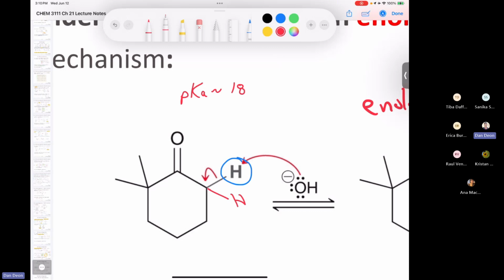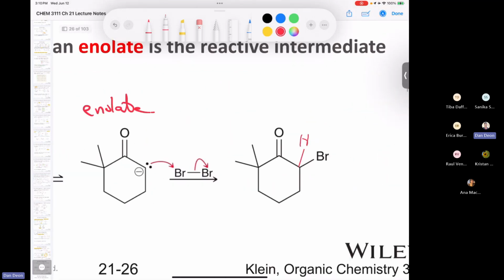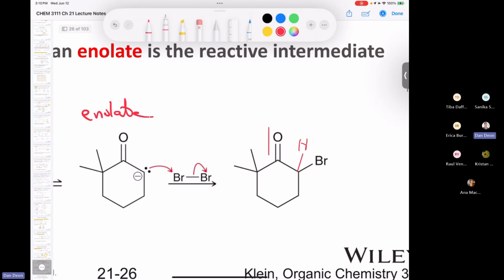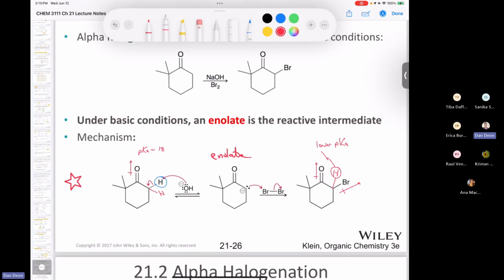Well, what causes the pKa to be around 18? It's a myriad of factors, but one of them is the electron withdrawing effect of the carbonyl. So now when I put the bromine in, I've got the electron withdrawing effect of the carbonyl, and I've got the electron withdrawing effect of the bromine. And so now this has an even lower pKa. What does that mean? If the pKa is lower, when you treat it with the base, it's going to react even faster. So we could put here more reactive. That's even more reactive.